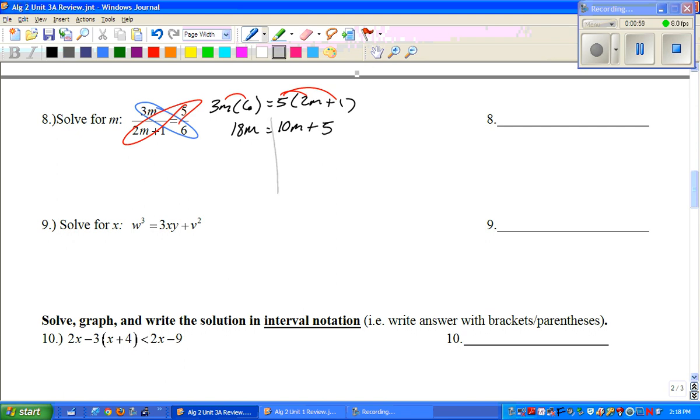And now that we got that, we just follow the rules of SADMA. Get your variables to one side. Okay, and then divide by 8, and you're left with m equals 5 over 8.